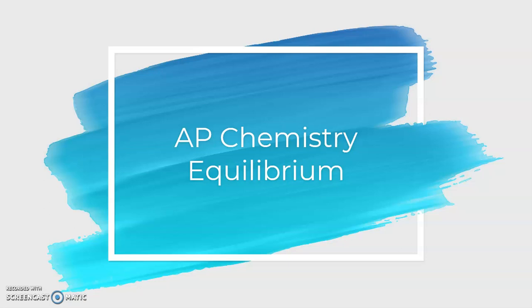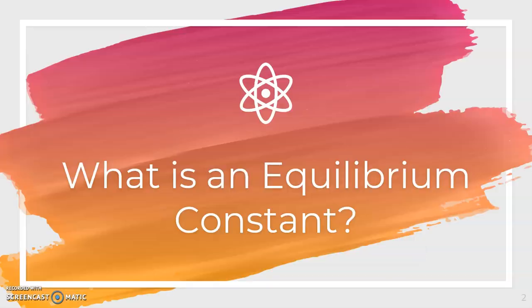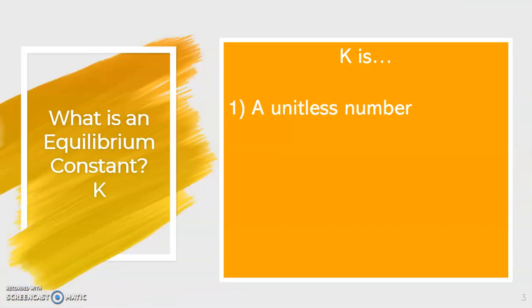So welcome back. We're going to continue to talk about equilibrium. In this next segment, what I really want to focus on is what is the real true meaning of an equilibrium constant? Let's start off reviewing here. K is an absolutely unitless number. It does not have a unit with it.